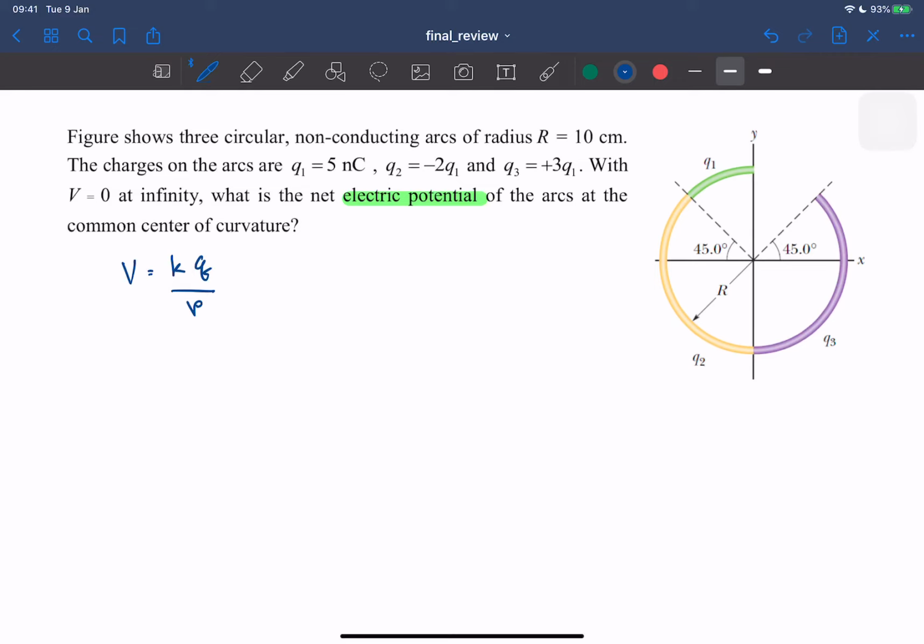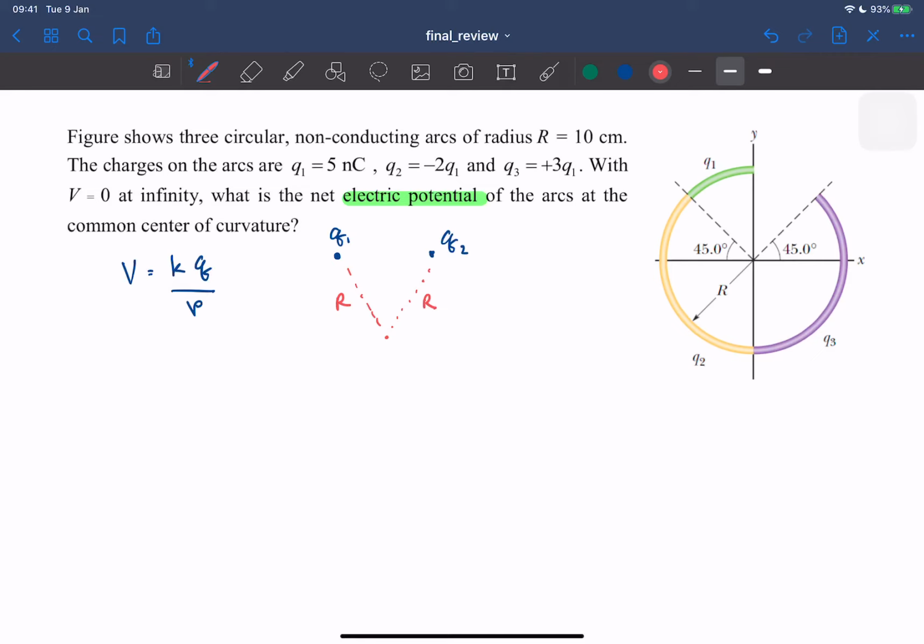So if you have multiple charges, let's look at a simpler case. Let's say you have Q1 here and then Q2 here. And then you're interested in this point here. And even better if we set those two to be the same distance from this point. So what's the potential?